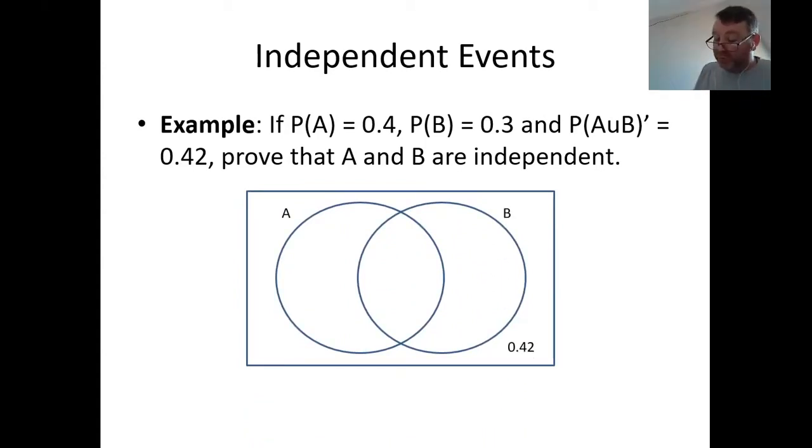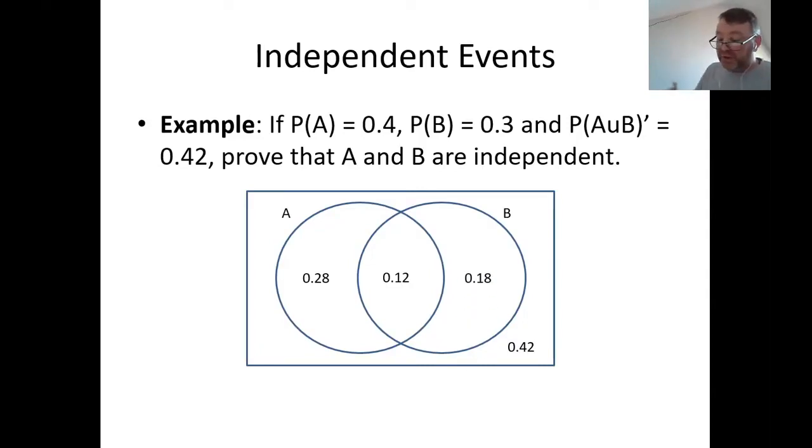We also know that 0.4, 0.3 and 0.42 add up to way over 1. You can't have over 1 in probability. 0.4 and 0.3 is 0.7. 0.7 and 0.42 is 1.12. So therefore that means that 0.12 must be in the middle. Now, if 0.12 is the intersection, then that's going to bring A down from 0.4 to 0.28. It's going to bring B down from 0.3 to 0.18. And now we've got everything we need.